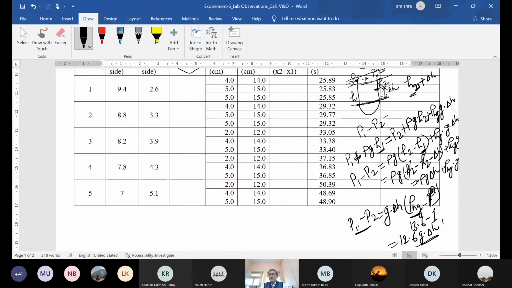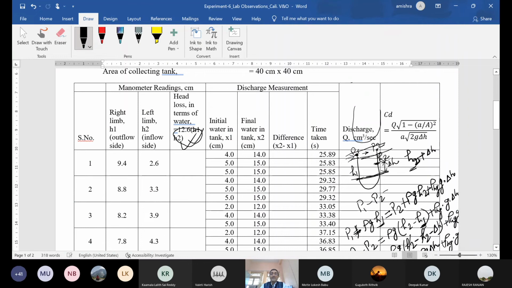This is pressure difference in Newton per meter square. To make this in head terms of water, 12.6 g into delta H divided by rho g again. So rho value is 1 here, and g cancels, it is simply 12.6 into delta H, that is given here. Head loss in terms of water head with respect to mercury, because we use in U-tube manometer liquid as mercury. So in this way you can find out head difference in terms of water head.